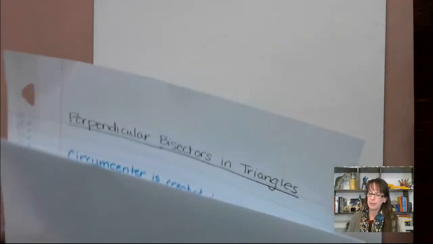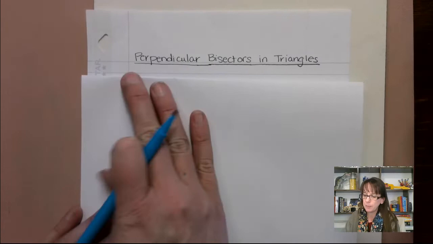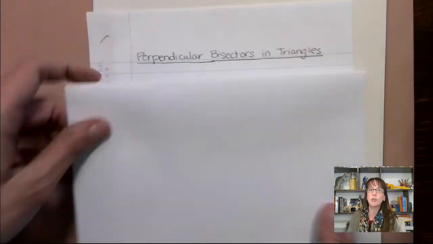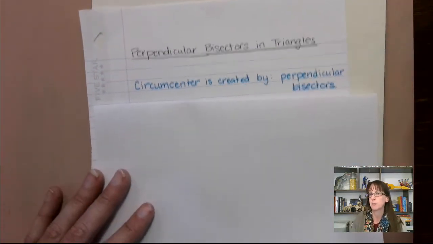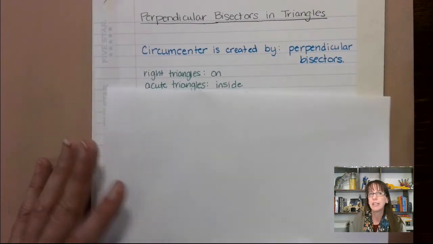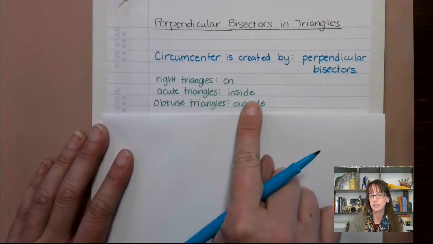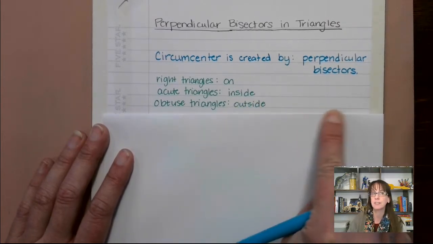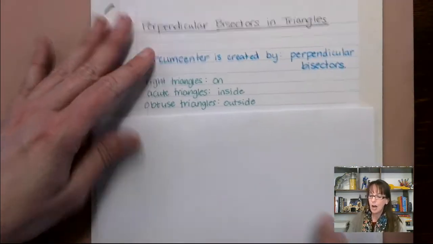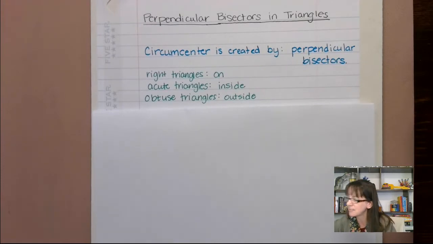Now it's time for some notes. So grab your notebook, let's talk about this. Perpendicular bisectors in triangles: the circumcenter is created by these perpendicular bisectors, as we've mentioned. As I mentioned before, in right triangles it's going to be on the hypotenuse, in acute triangles it's going to be on the inside, and in obtuse triangles it's going to be on the outside. Okay, what is something else that is very neat about this?